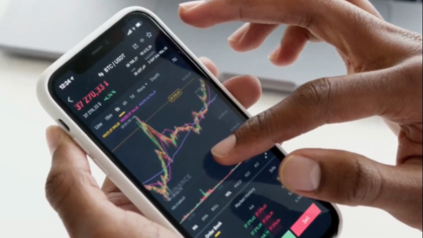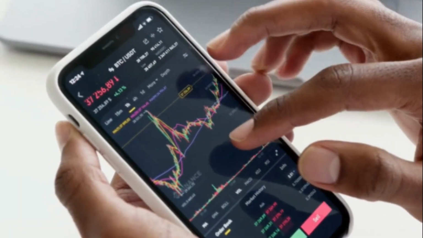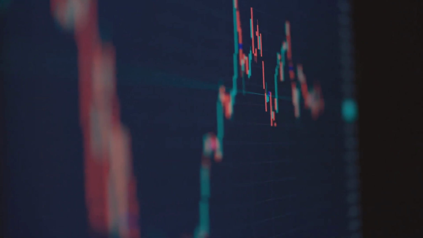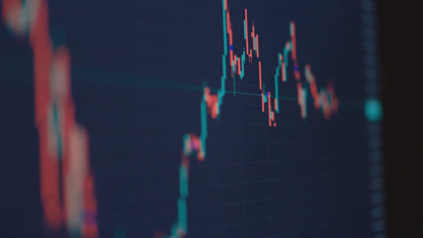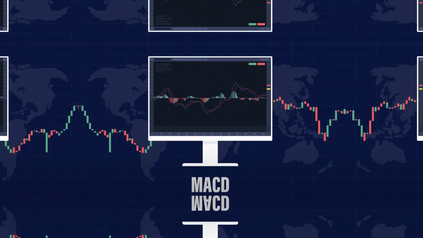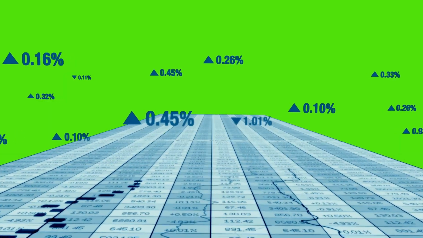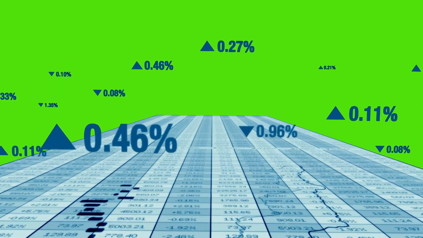Last but not least, the MACD, or Moving Average Convergence Divergence. As we move forward in our exploration, we'll uncover how this powerful indicator helps traders identify changes in momentum and potential trend reversals. Until then, keep those charts open and your minds sharp. This indicator combines 2 moving averages to identify changes in momentum and potential trend reversals.